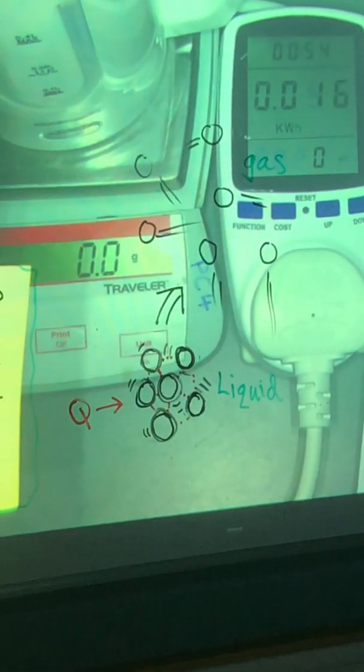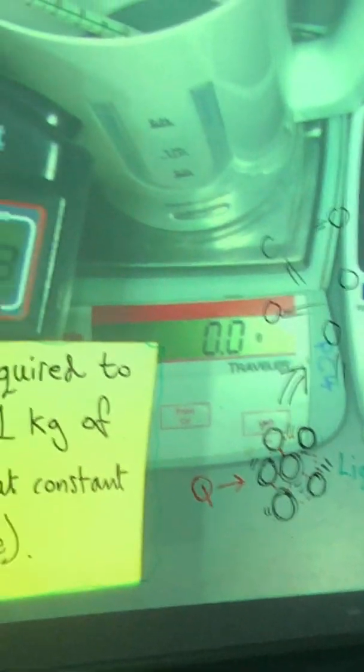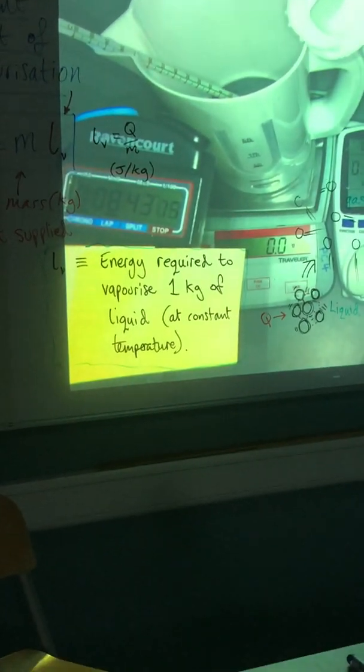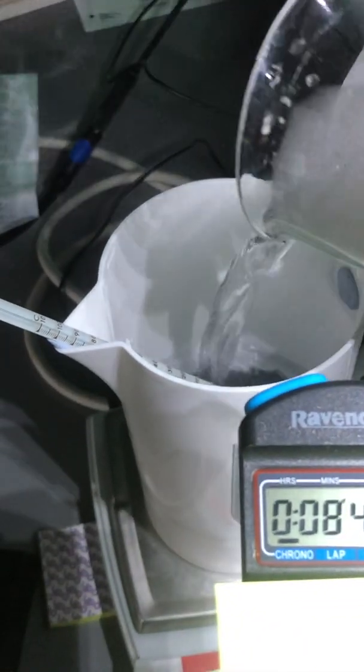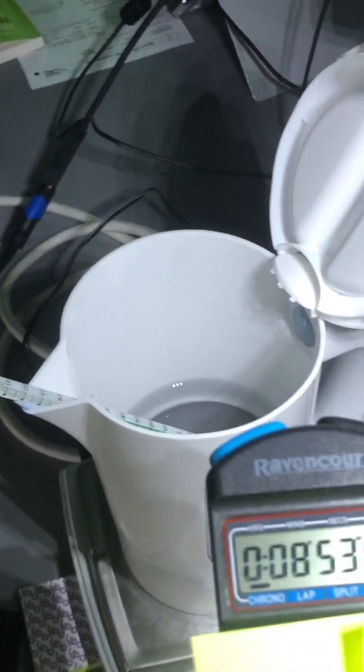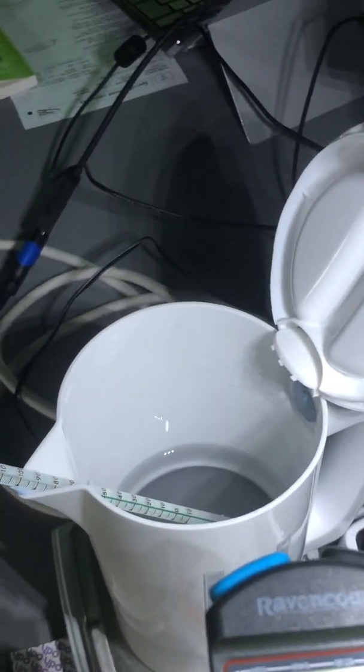So breaking the bonds at constant temperature, the energy we're putting in is breaking the bonds, not raising the temperature. So what we're going to do is put 100 ml of water into the kettle. And make sure we can see everything.